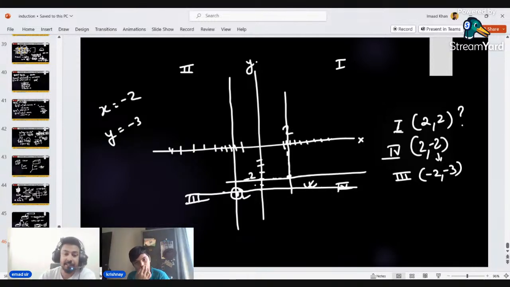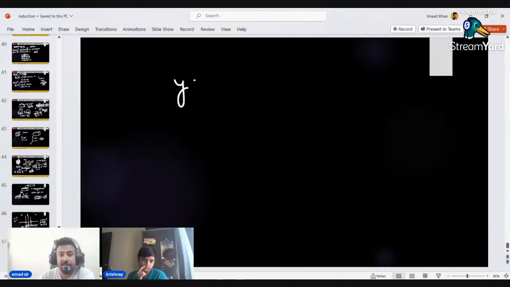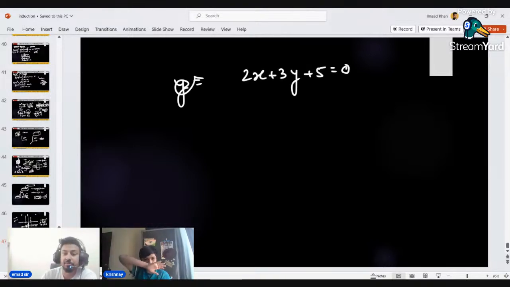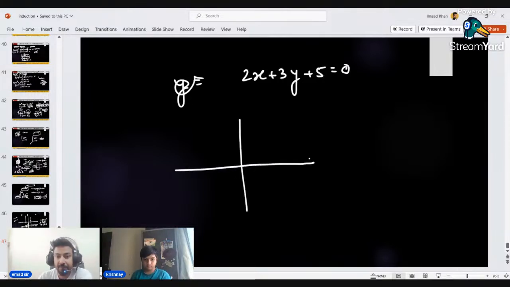Okay. Fine. Good. Now, why are these coordinates important? Let me go into a new slide. If I tell you, guys, draw me a line 2x plus 3y plus 5 is equal to 0, for example, this is something you want to draw into this. Okay. So have you studied about lines, Krishna? Okay, you must have not.